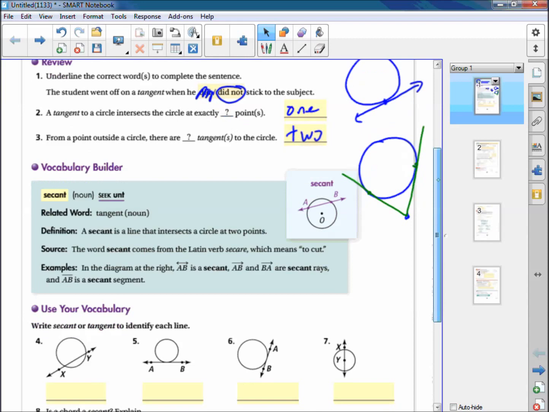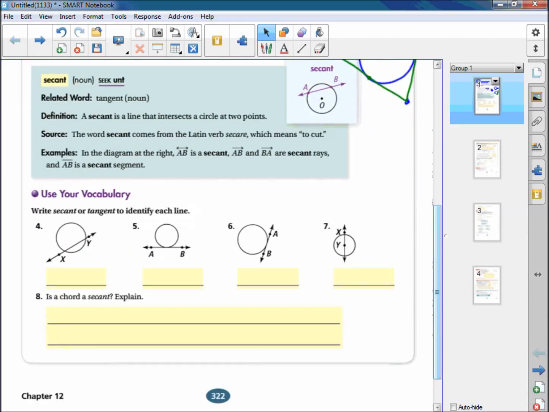All right, vocabulary builder, we have a new word. We have secant. Secant is a noun. Related word is tangent. So tangent only intersects the circle once. A secant will intersect the circle twice. So a secant is a line that intersects the circle at 2 points.